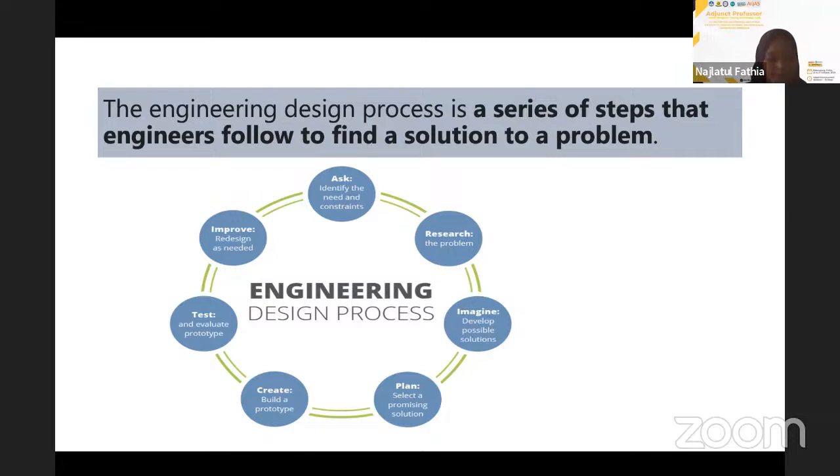Okay. So before I finish, are there any questions that you have for me tonight about the engineering design process or about how we can ask, research, or imagine possible solutions?